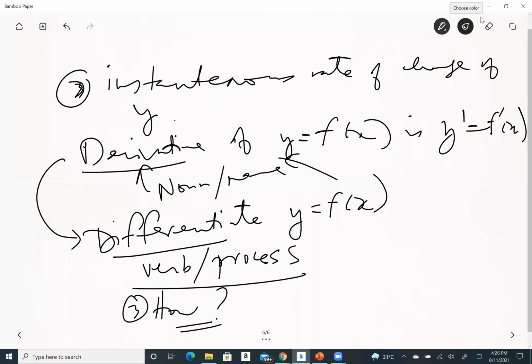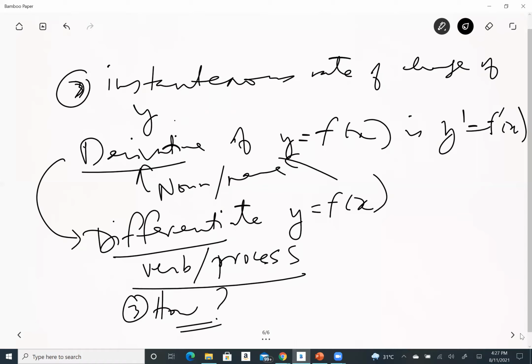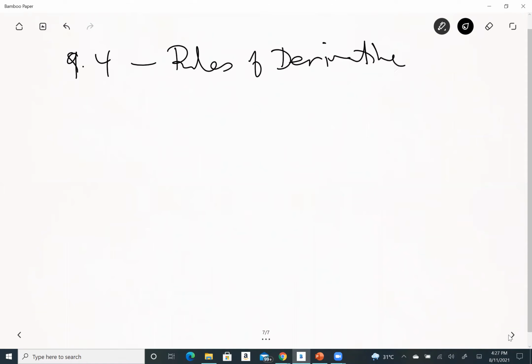So you look at 9.4, there will be different rules of derivative. So this is the starting point for us. We will look at the rules of derivative. So 9.4, the rules of derivative. So let's do that. We go to 9.4 and look at the rules of derivative. You apply the rule in order to get the derivative.